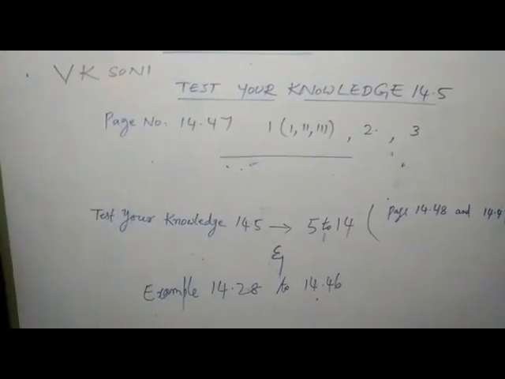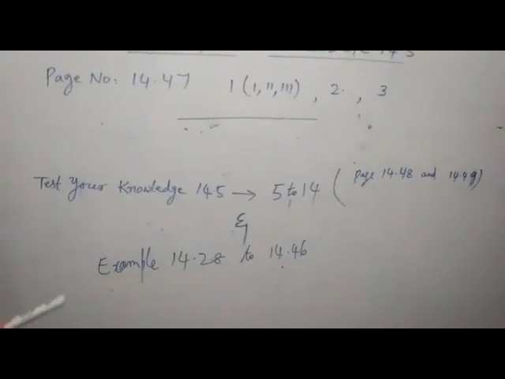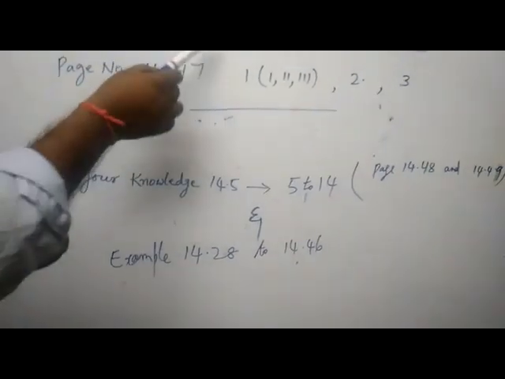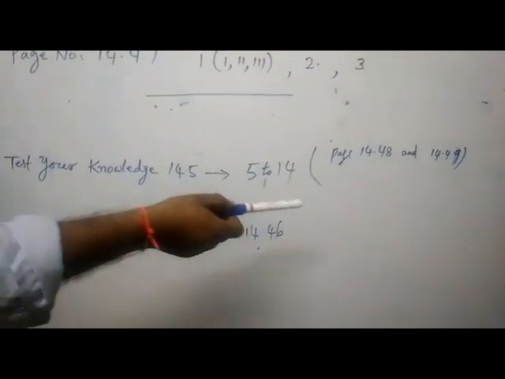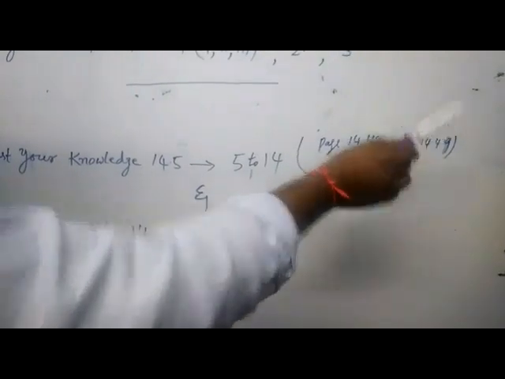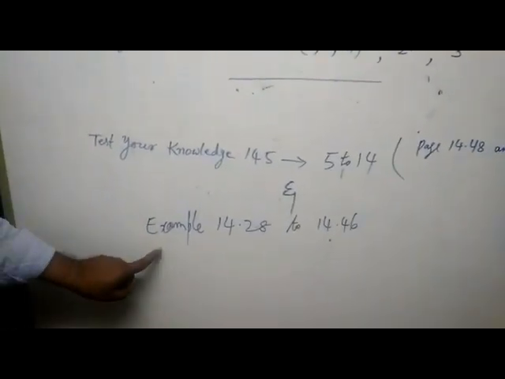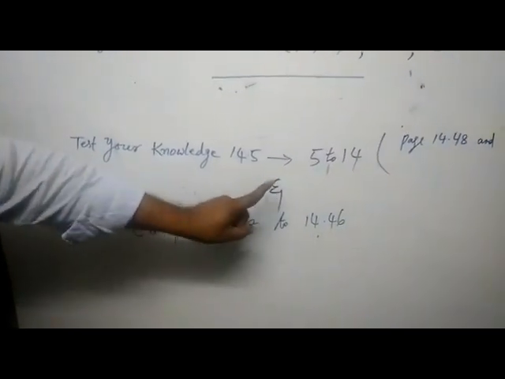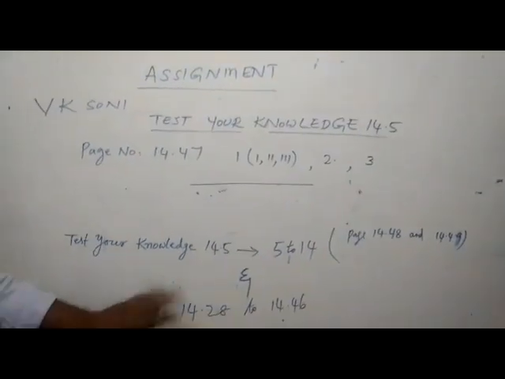After that, whenever you are free, if possible today itself, here I am giving the remaining sums from test your knowledge 14.5, 5 to 14. Those sums are on page numbers 14.48 and 14.49. And also do examples 14.28 to 14.46. Better you complete these sums, you will get good practice about mode.